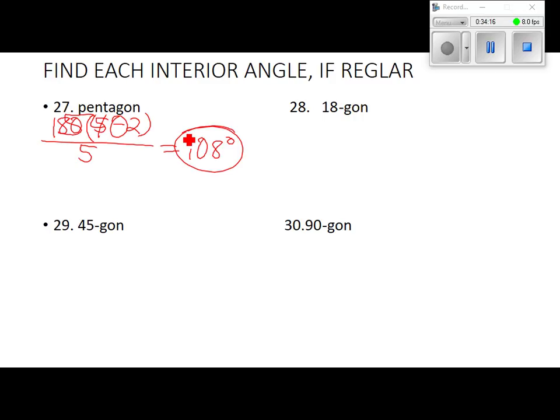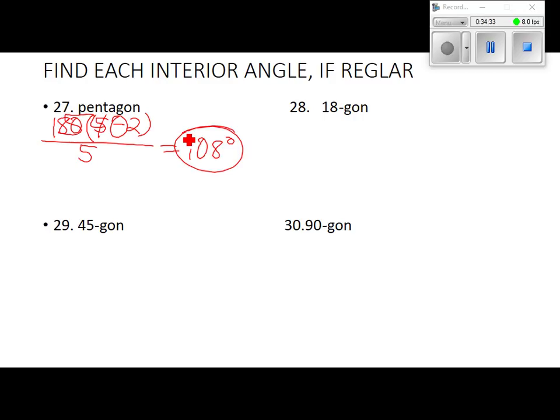If I'm looking up here, that's a regular pentagon. That's what a regular pentagon looks like. So I know that that angle right there is 108 degrees. I know that that angle is 108 degrees. This is not a regular pentagon, so this angle doesn't have to be 108 degrees.